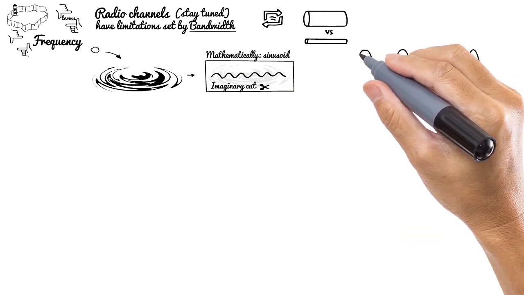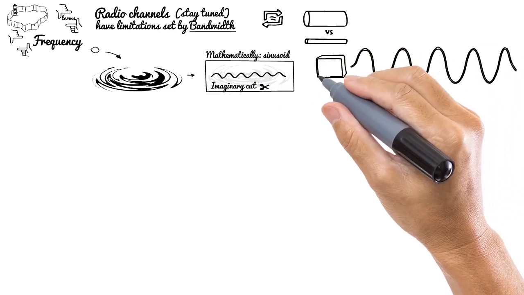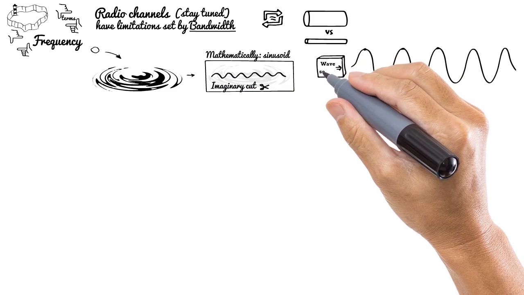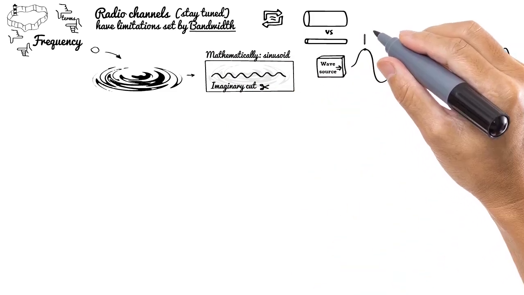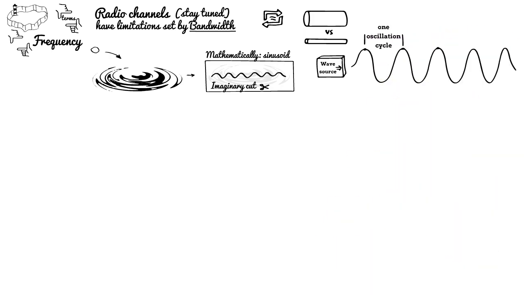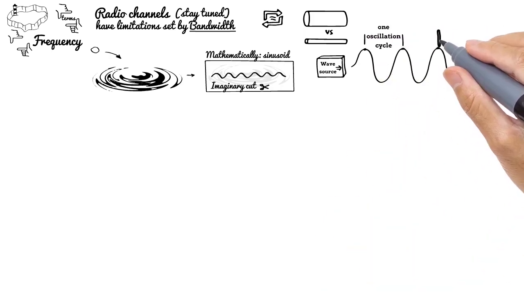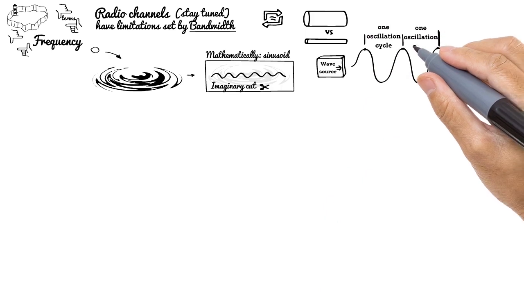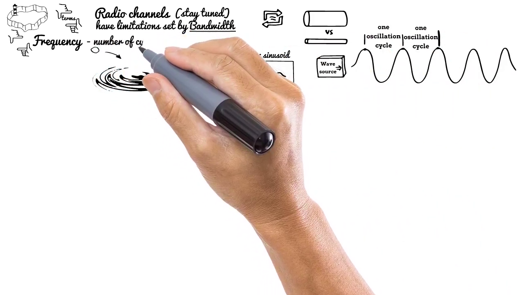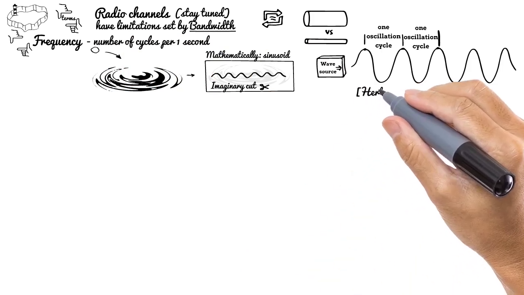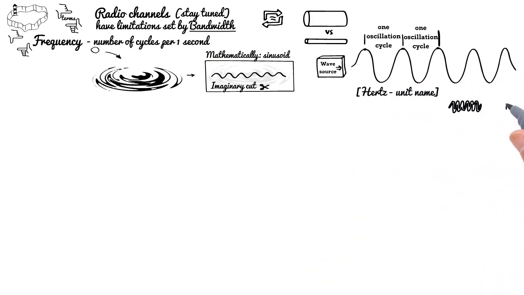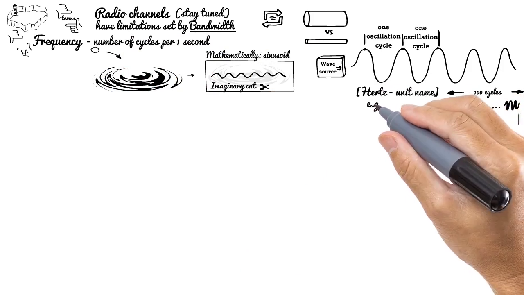Waves make certain amount of swinging, also named oscillation, per each second while traveling from a source generating this wave. This is an example of one oscillation cycle between two neighbor peaks. This is another oscillation cycle between the similar peak points. Number of such cycles per second is named frequency. Unit for describing frequency named hertz. For example, 100 cycles per second represents frequency of 100 hertz.